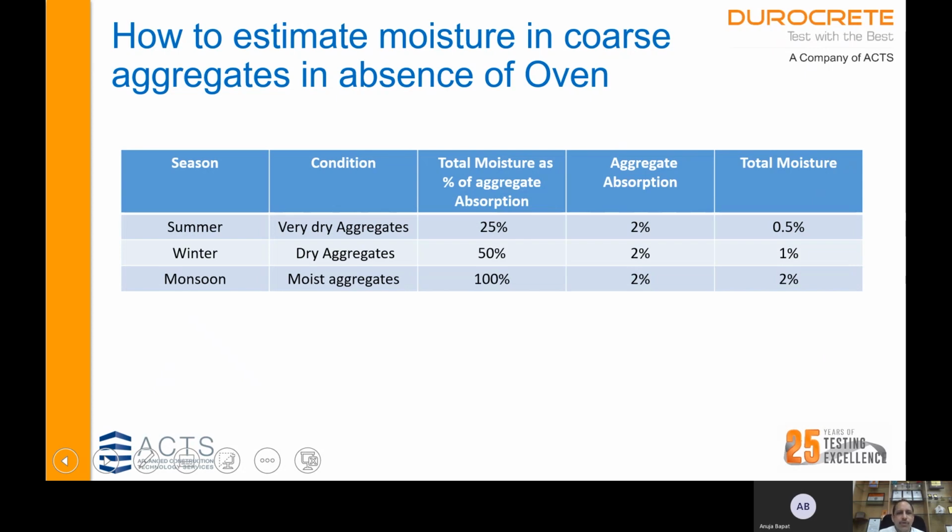And in monsoon, when the aggregates are moist, you can assume them to be in SSD condition, that is, aggregate absorption equal to total moisture. Of course, this method is only to get a rough judgment, and the correct method is to find it by actually heating it in a ventilated oven.